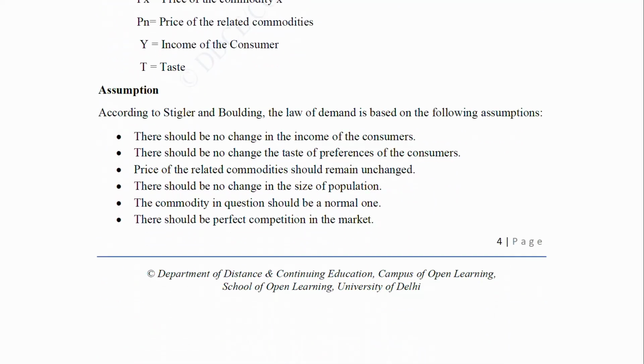Assumptions. According to Stigler and Boulding, the law of demand is based on the following assumptions. 1. There should be no change in the income of the consumers. Second, there should be no change in the taste or preference of the consumers. Third, price of the related commodities should remain unchanged. Fourth, there should be no change in the size of population. Fifth, the commodity in question should be a normal one. Sixth, there should be perfect competition in the market.